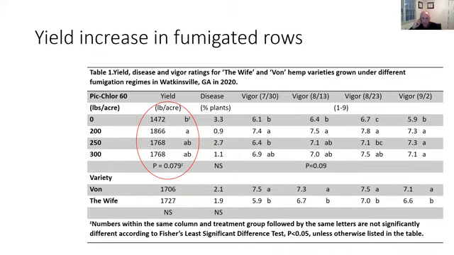So I think maybe on a larger trial, and this was a pretty big trial, if you had more disease pressure, you may see a difference. But we did see a yield effect. We did not see a difference between the two varieties. They were very similar in terms of yields, around 1,700 pounds each.